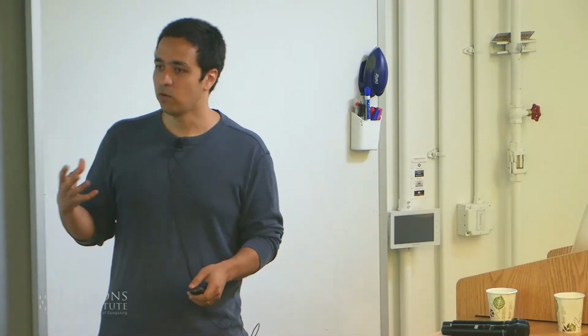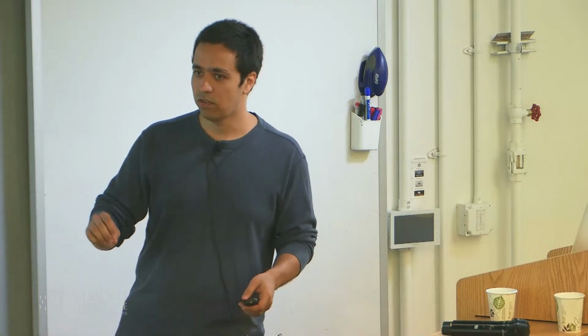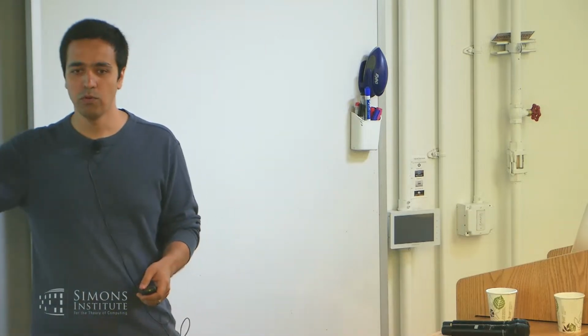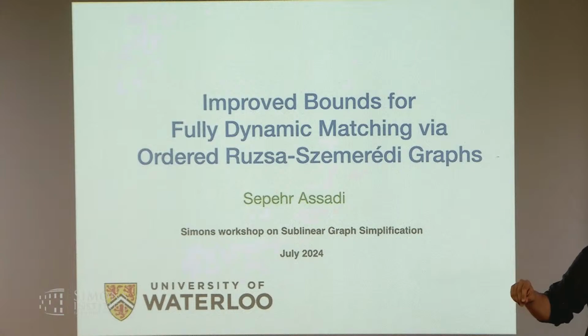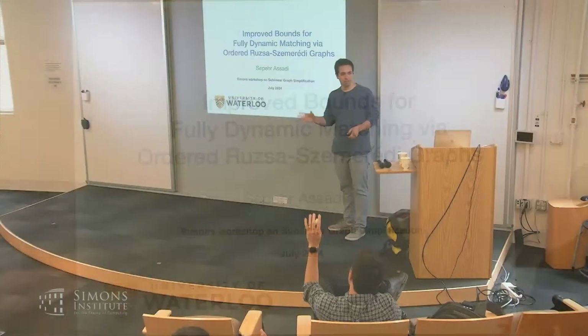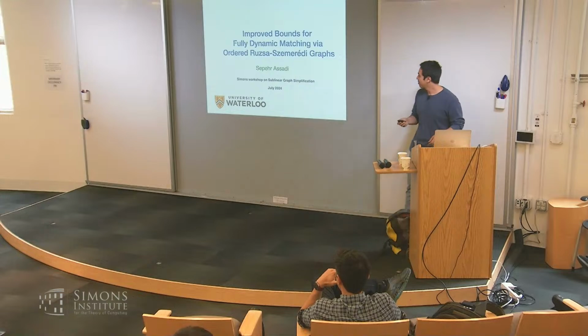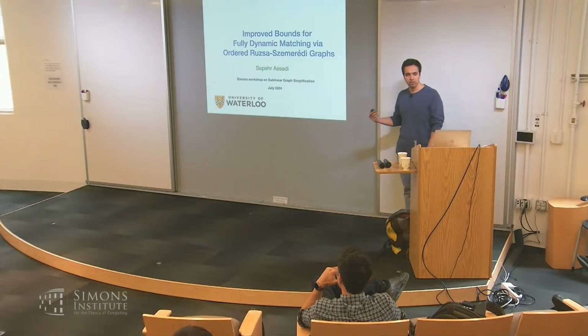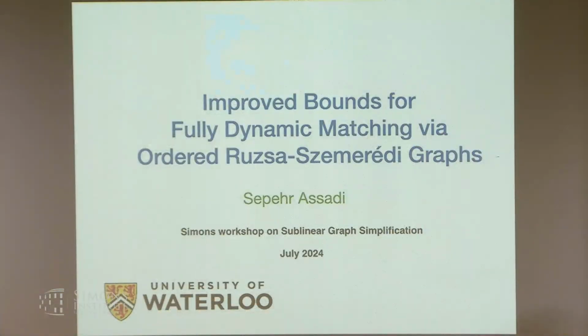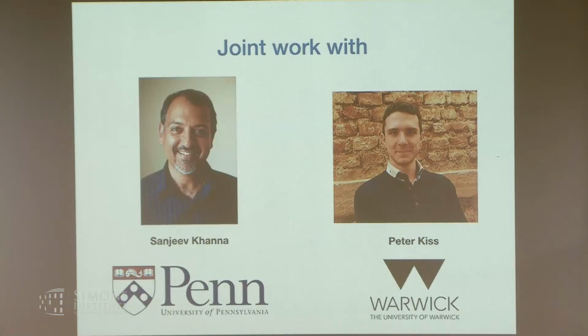And a question I want to ask, which I don't want to ask directly, so I'll ask it this way. How many of you know ordered RS graphs? How many of you have heard of this term? OK, good. So I may have to repeat some of the things Sohail and Alma talked about, but I'll try to skip over them fast. OK, good. And this is joint work with Sanjeev Khanna and Peter Kiss.